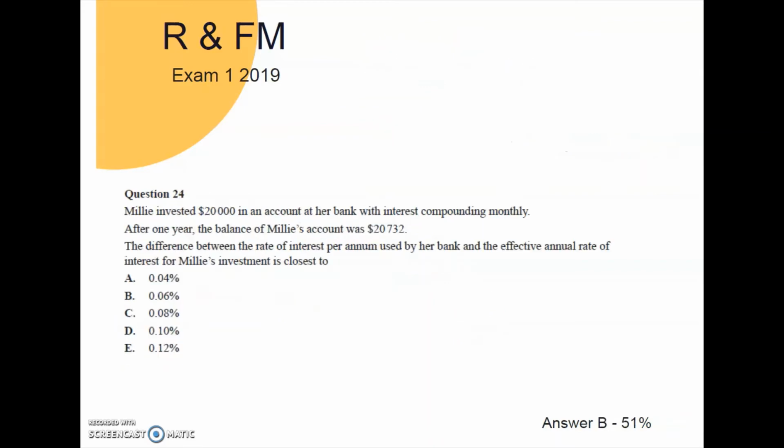Okay, so the next question here, again, we need to use our finance solver first. There's a two-part question here. So Millie invested $20,000 in her account, and we have interest compounding monthly. Okay, so we've got a PV, and we know it's compounding monthly. After 1 year, so we've got a time frame, and the balance of Millie's account was $20,732. So our future value there.